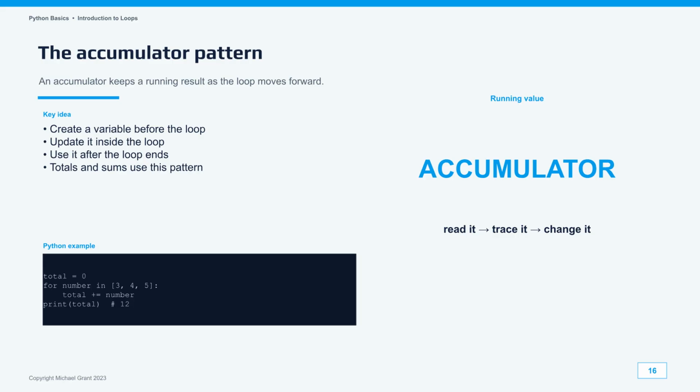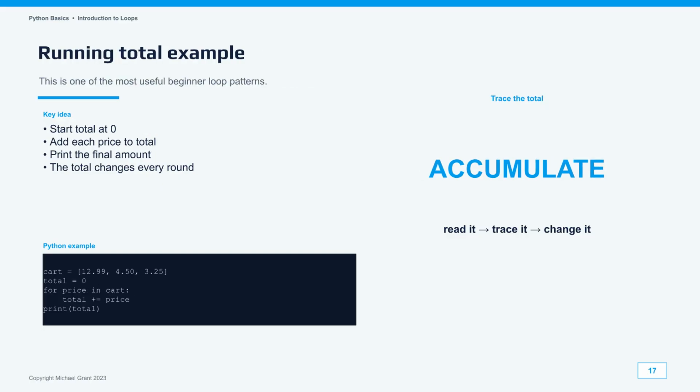Now let's look at the accumulator pattern. This is a common technique where you maintain a running result as your loop progresses. You simply create a variable before the loop, update it with each iteration, and use the total once the loop finishes. A practical example of this is calculating a running total for a shopping cart. By starting your total at 0 and adding each price during the loop, you can easily track the final amount spent by the time you reach the end.